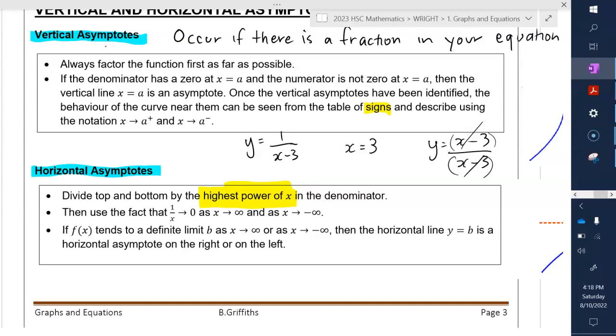So if a function tends to a definite limit b, so if our function tends to go to a number as x goes to infinity or as x goes to minus infinity, then that line, y equals b, or y equals whatever our number is that it tends to, is the horizontal asymptote on the right or the left. So we'll have a look at that right now in an example.